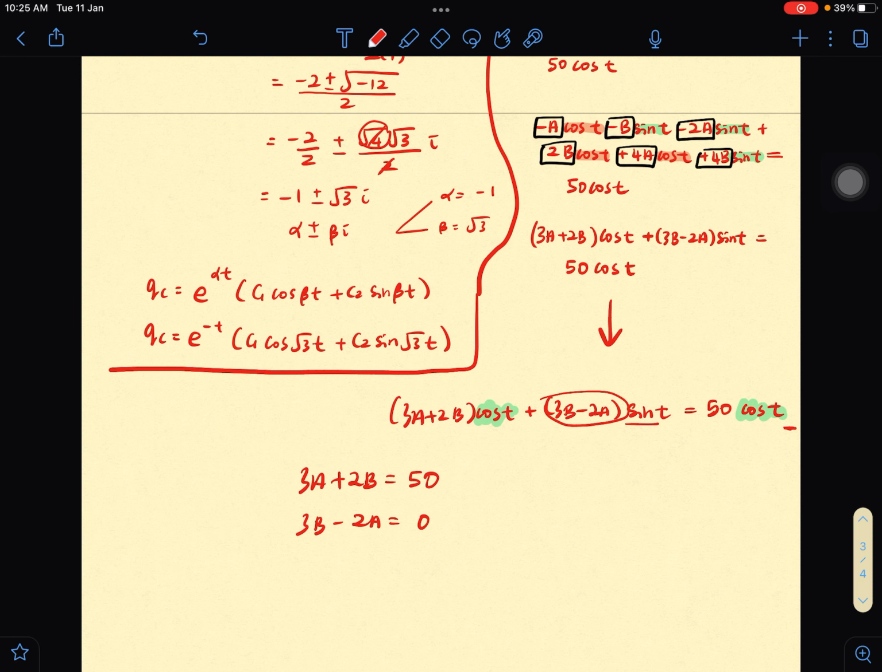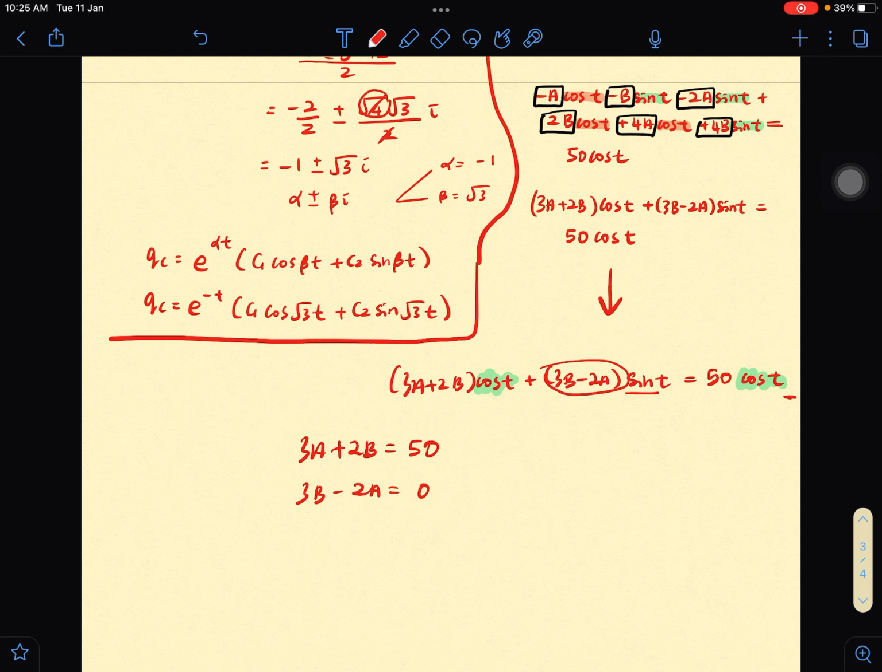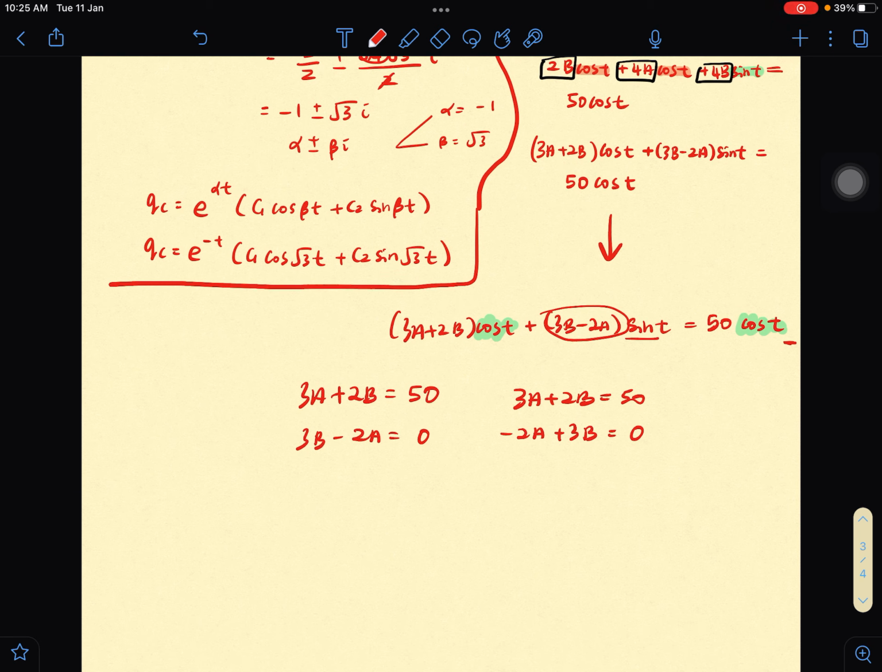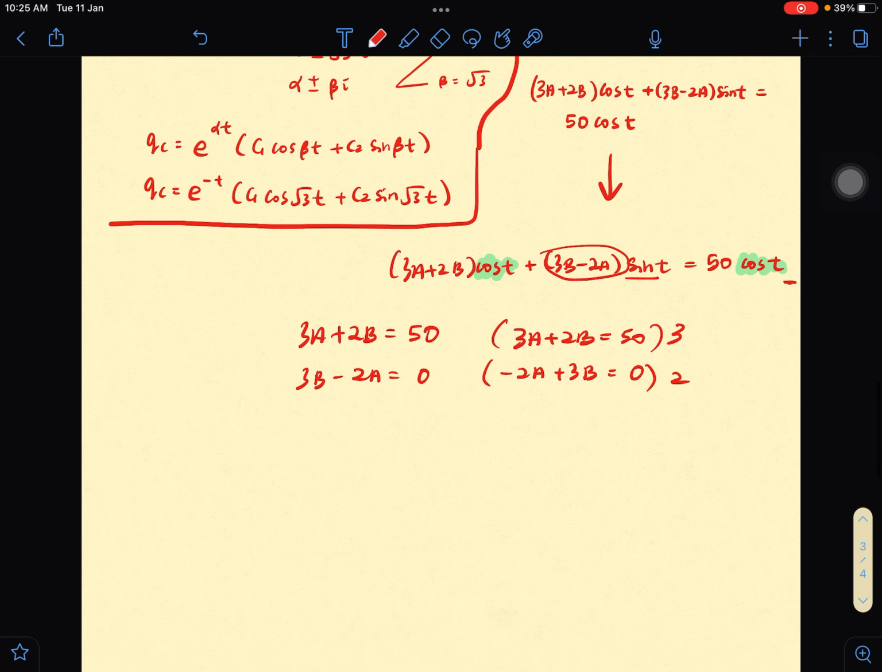So kita boleh solve kita punya equation. Kita akan dapat sini katakanlah 3A tambah 2B sama dengan 50. Sini negatif 2A plus 3B equal to 0. Okay, so awak boleh guna calculator ataupun awak boleh guna secara manual. Kalau guna secara manual, saya darabkan semua ni dengan 2. Yang ini saya darabkan dengan 3. So saya akan dapat 9A tambah 6B sama dengan 150. Equation kedua saya dapat negatif 4A tambah 6B sama dengan kosong.